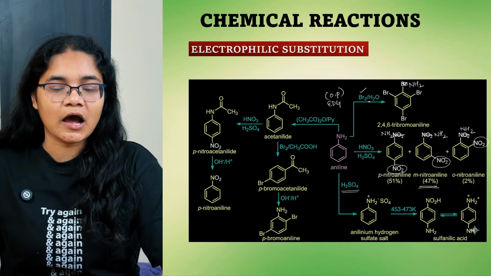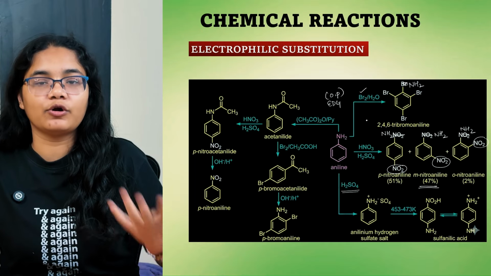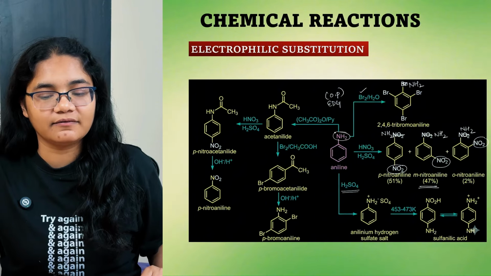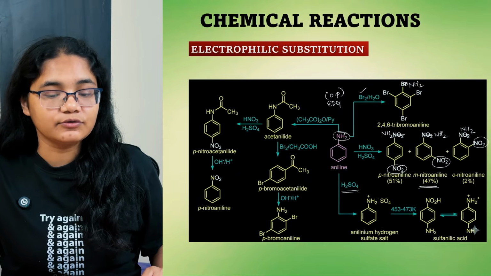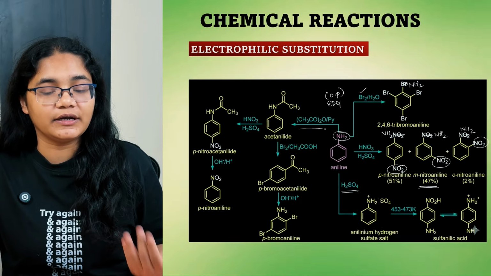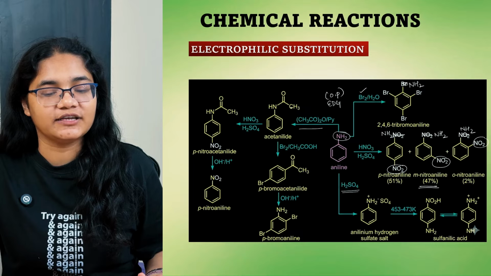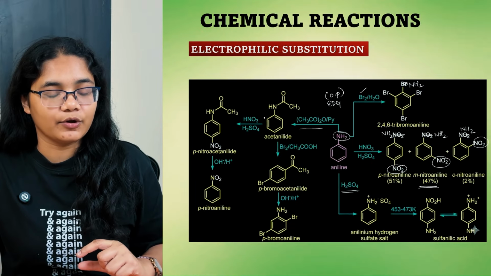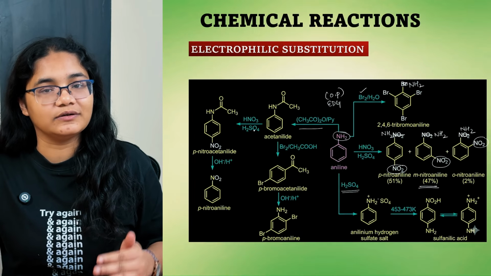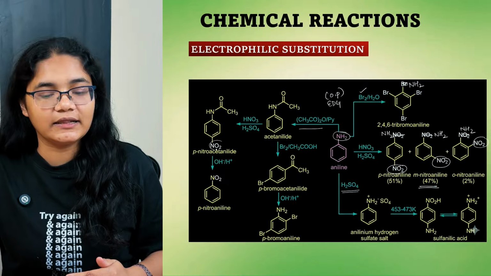Now the question is, how can I get only one product of bromination and one product of nitration? For that we have to reduce the reactivity of the NH2 group, and to do so you treat it with anhydrides, and you get NHCOCH3, which is acetanilide. Now if you treat this with concentrated HNO3 and concentrated H2SO4, you will get only the para product.